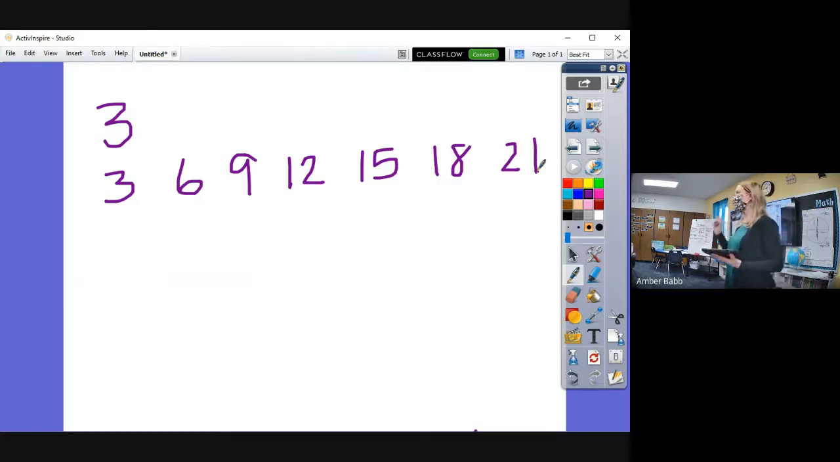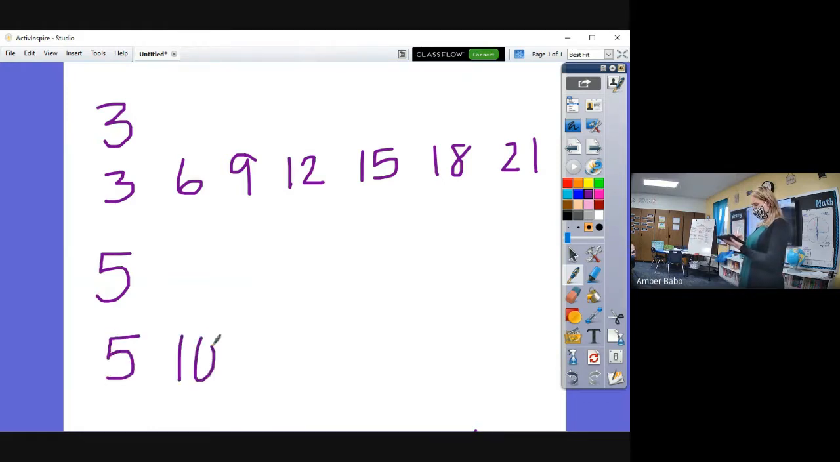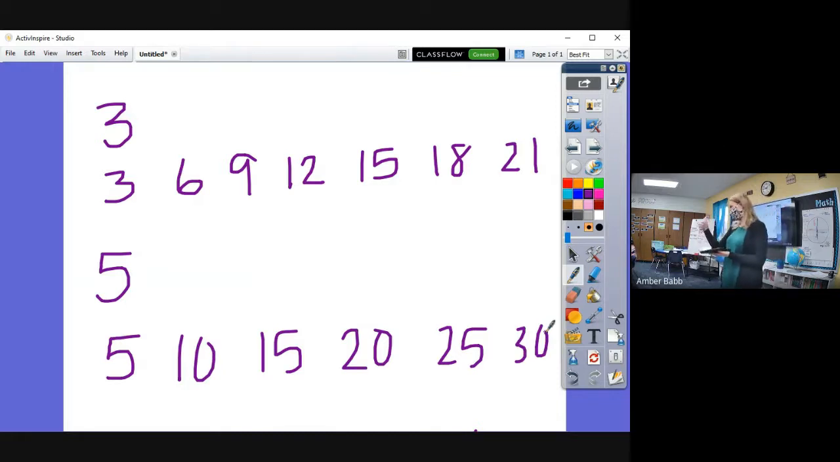So when you're saying multiples, you're pretending that you're multiplying that number times everything. 3 times 1, 3 times 2, 3 times 3, 3 times 4. And so you're listing all of the different multiplication facts that go with 3. And then if I said, okay, I also want to compare it to 5. What are the multiples of 5? 5, 10, 15, 20, 25, 30, 35, 40, 45, 50, 55, 60, 65, 70, 75, 80, 85, 90.